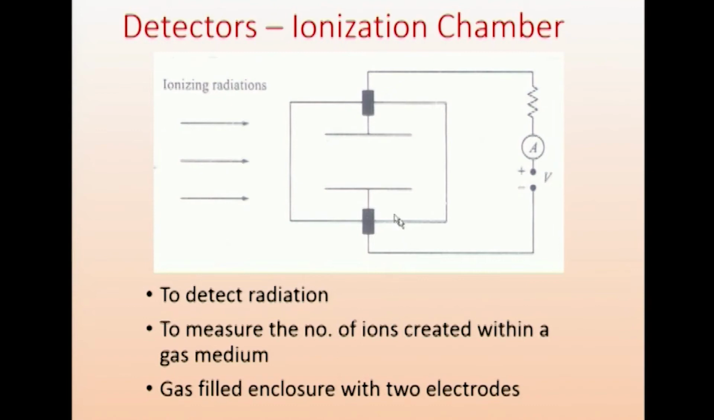What will happen? The positive ions will move towards the negative electrode and the negative ions will move towards the positive electrode. Therefore, there will be a current. So, whenever radiation enters, there will be a current. The gas is filled between two electrodes, just two electrodes, and we will be able to measure the number of ions.